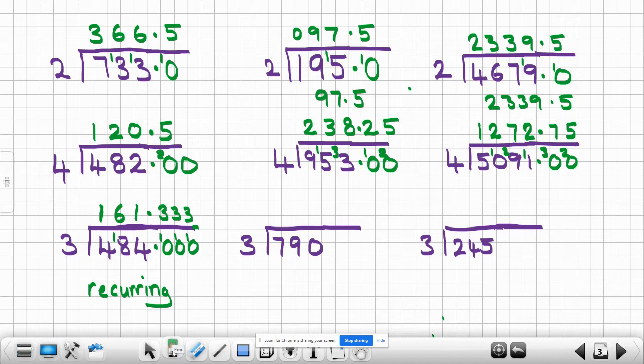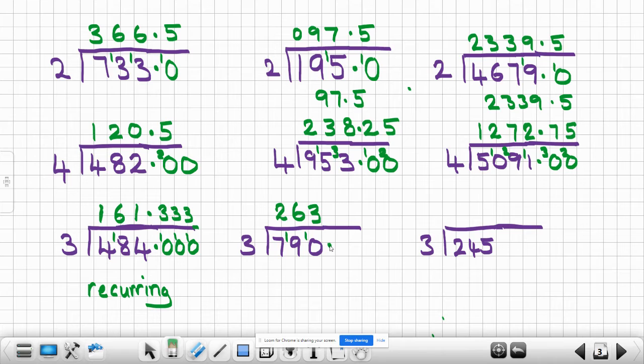So if you feel confident, have a go at the next 2. If you want to stay watching with me, that's absolutely fine. Right, so we're doing 790 divided by 3. 3's into 7 goes twice. 2 times 3 is 6. We're going to have a remainder of 1. 3's into 19 goes 6 times. 3 6's are 18. We've got a remainder of 1. So 3's into 10 goes 3 times. We've got a remainder of 1.